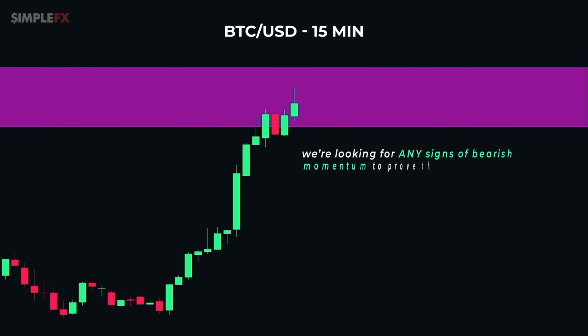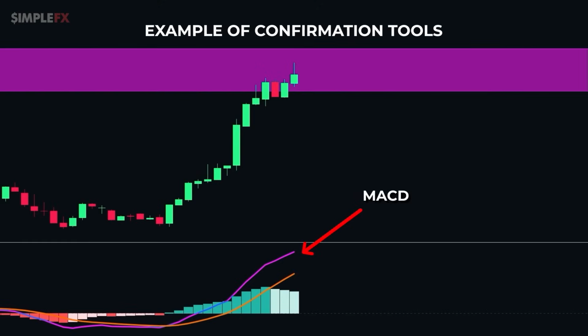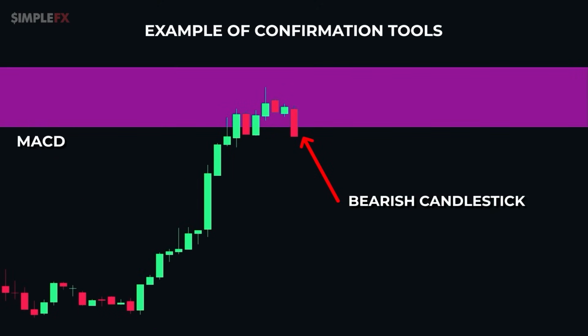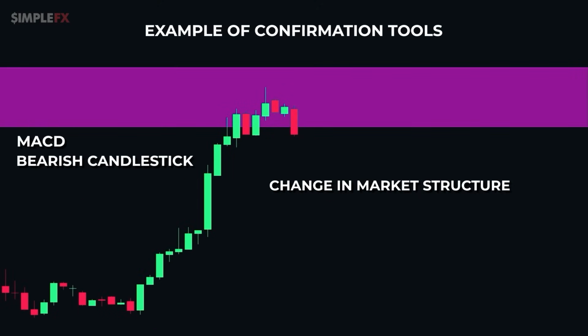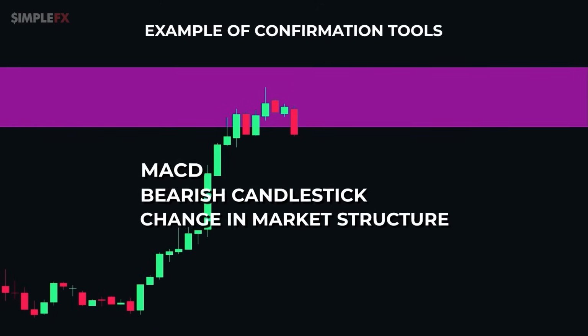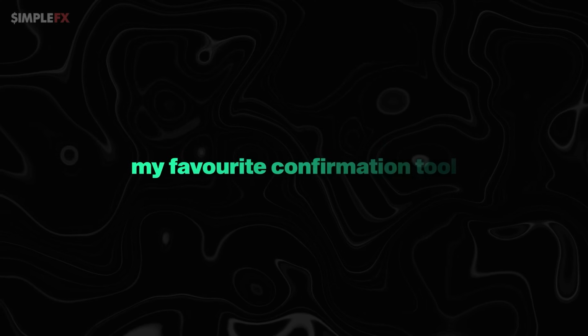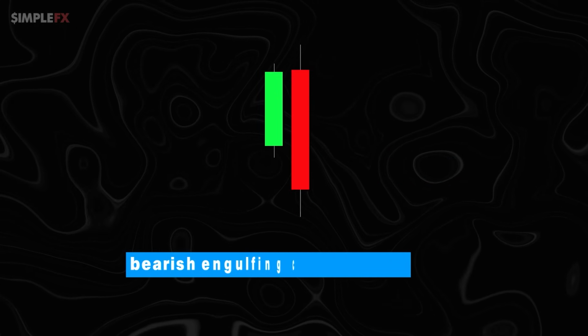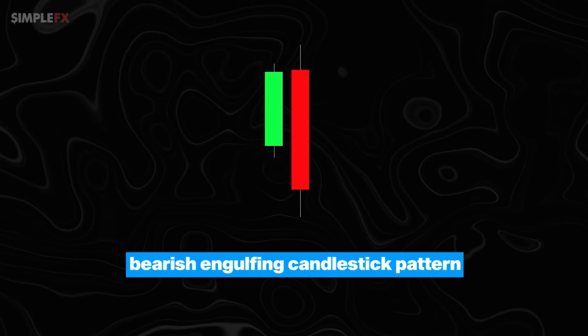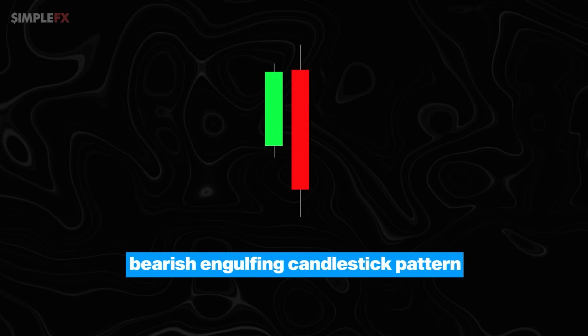On the 15-minute chart, we're looking for any signs of bearish momentum to prove that the price will reverse from this order block. You can use any type of confirmation tools, whether it be an indicator like the MACD, finding a bearish candlestick pattern, or spotting a change in market structure. Basically, anything that confirms that the price is likely reversing from this level. Now, my favorite confirmation tool is the bearish engulfing candlestick pattern, as it's simple yet effective for giving early signals.